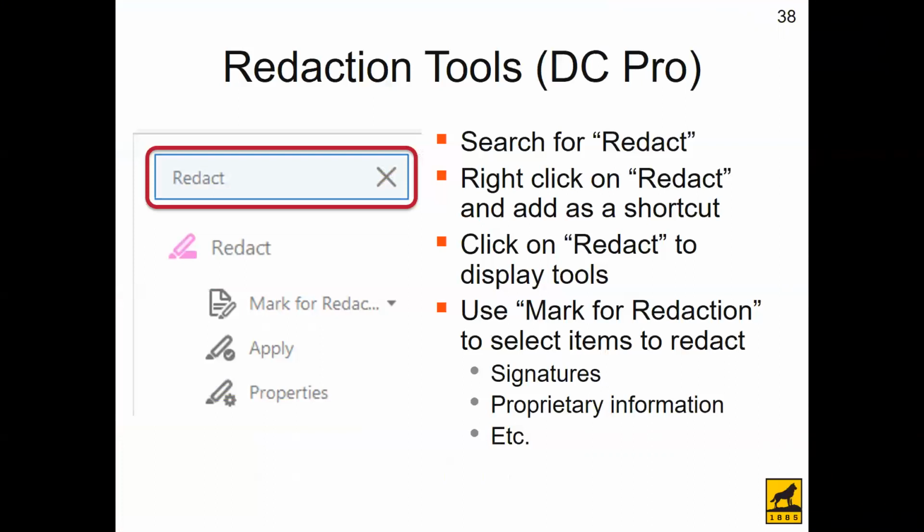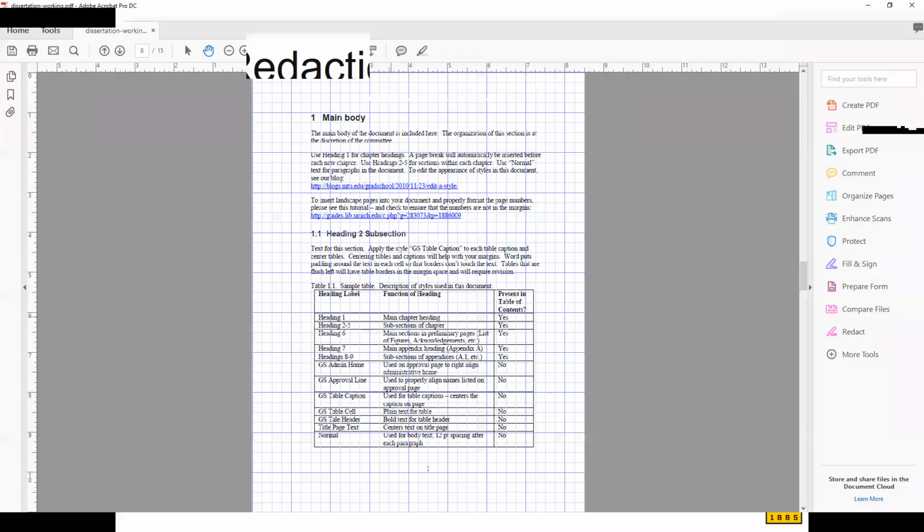Or you might have a signature in it. And signatures are the primary reason we see this, because we don't want to have signatures in our electronic document. It's going to be easiest to search for redact, and then I add it as a shortcut. And then you can mark for redaction to get rid of those items. So let's show you how to do that.